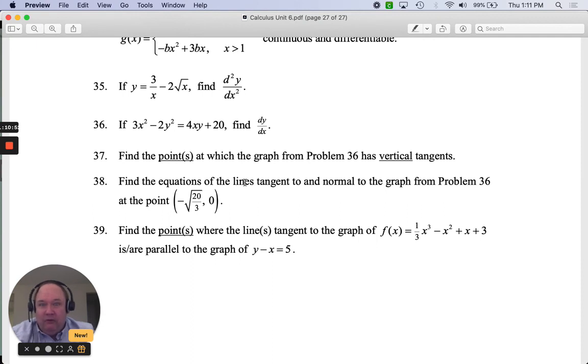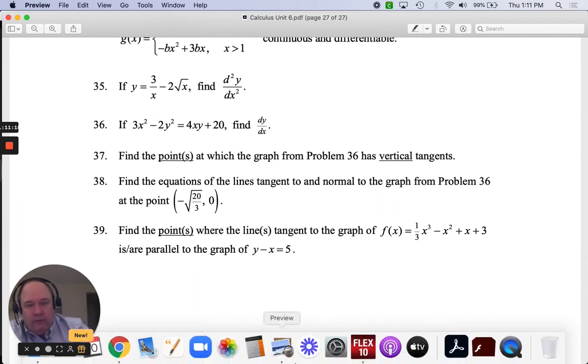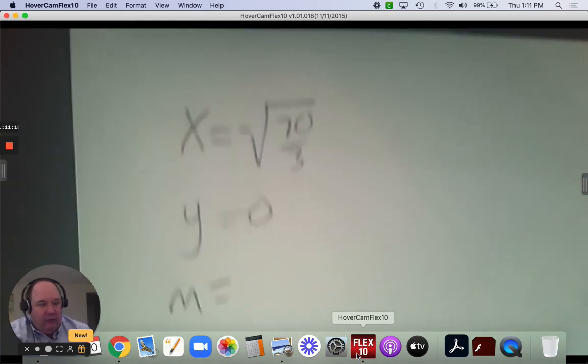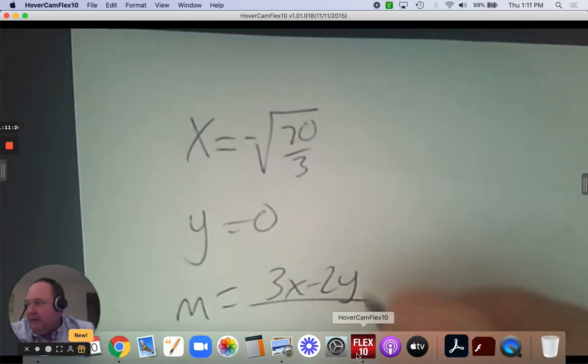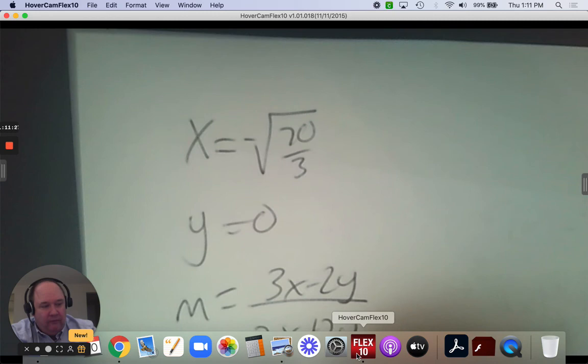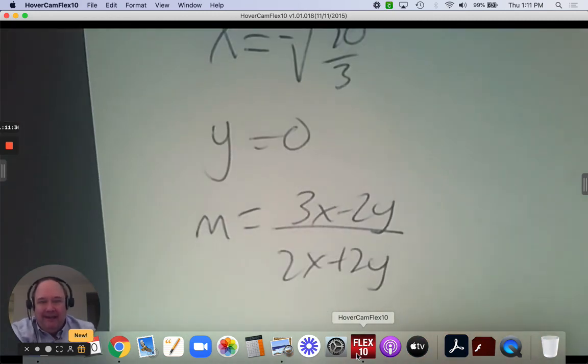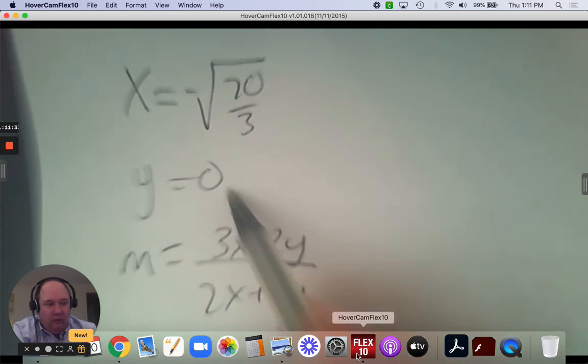38, find the equations of lines tangent to and normal to the graph from 36 at that point. So the word tangent and normal is the derivative. If it's at that point, then we already have the x is negative root 2 over 3, and the y is 0. I need to find the slope. So I already have that. The slope formula, again, was, and if I reduce it down, which might be a little bit easier, divide everything by 2. This is what you get for the slope formula. And then I'm just going to plug in what the value of x and y are. Well, y is 0.